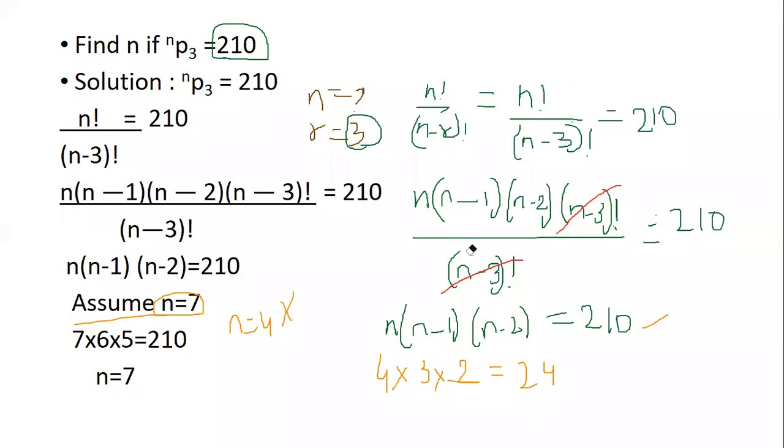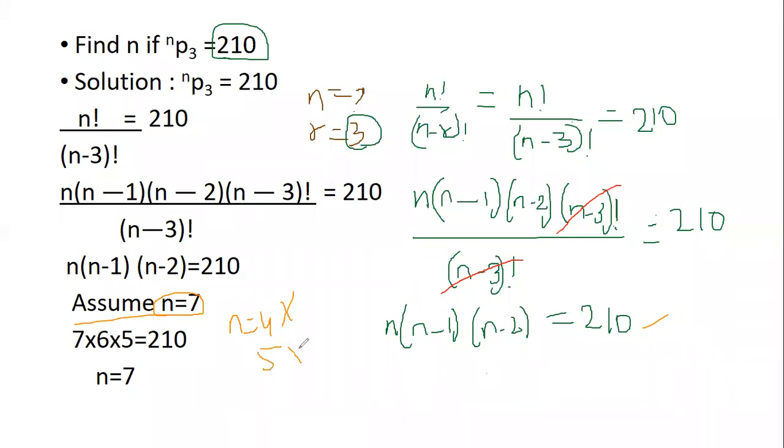Let's start with 5. Try with 5 similarly. 5 into 4 into 3 will give you the answer. You have to only consider 3 numbers. Don't go beyond that. 5 into 4 into 3. 5 4s are 20 into 3 is 60. Okay, you are not getting 210 again. So 5 also you cannot take.